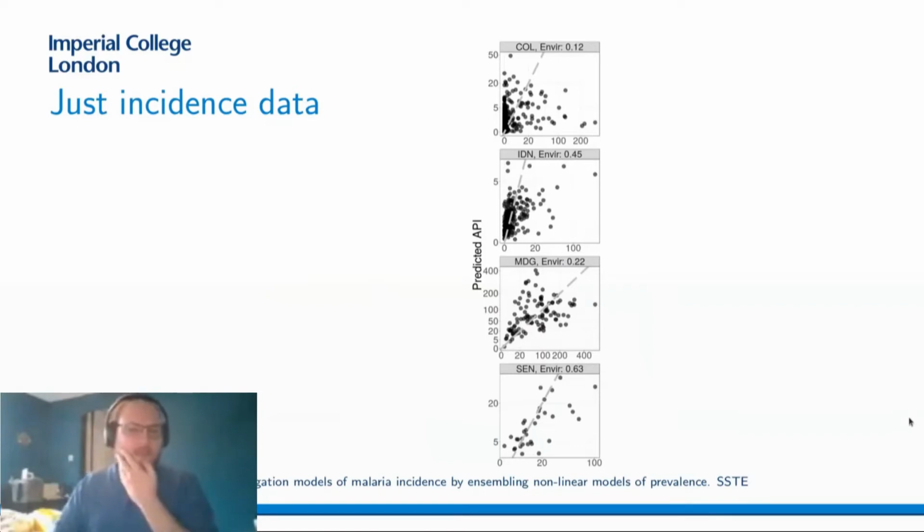So this is our baseline and the four countries we're using in this study: Colombia, Indonesia, Madagascar, and Senegal. This is a disaggregation regression model, I think with the spatial cross-validation. We've got observed API along the x-axis and our predicted API along the y-axis. We sometimes do okay and sometimes do fairly terribly. These numbers here are correlations between the observed and predicted. That's our main performance metric. And the question is, can we improve on this?